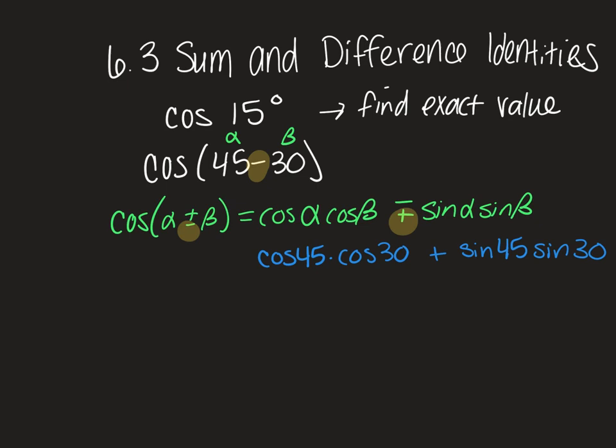What happens if you were adding? Then you would use a minus here. So is it just a coincidence that they're both on the bottom? No, they're there that way for a reason. If you are subtracting angles for cosine, then you're going to add over here. But that's only for cosine. If you look at the sum and difference identity for sine, it's going to keep the same sign.